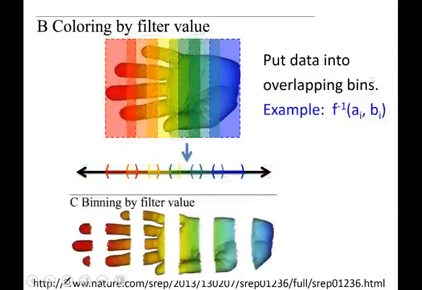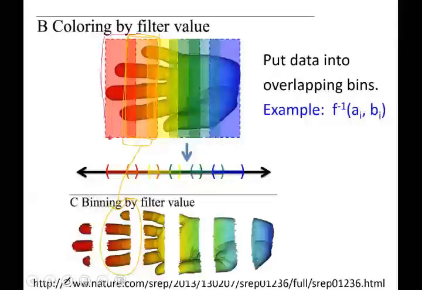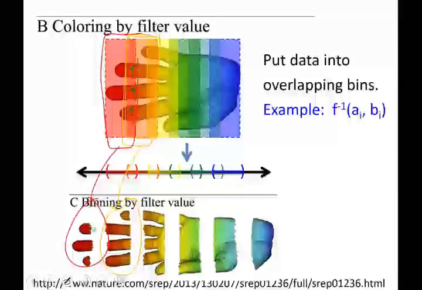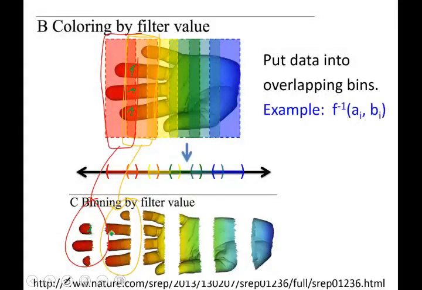So we bin by filter value, taking all these bins, and notice that they are overlapping. If I take this red bin here, that corresponds to this. An important point to note is that there are points in common between these. There are points in the intersection. Some of these points here are also over here. Some of these points here are also over here. Some of these points here are also over here.